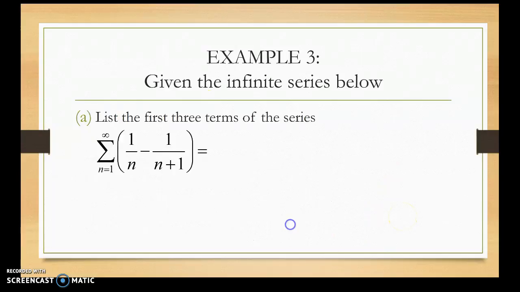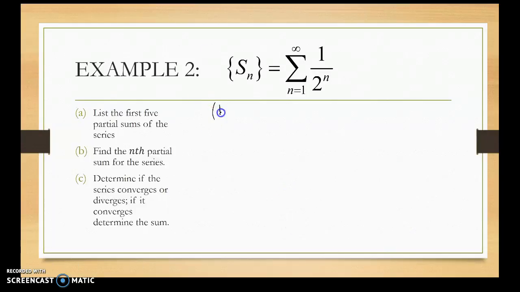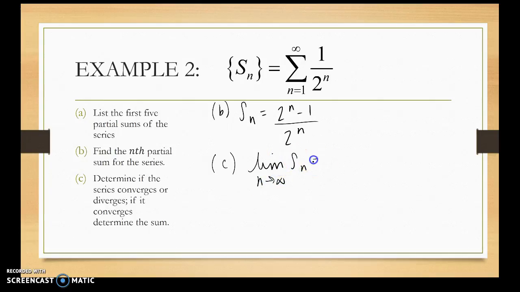All right, so using that answer from part B, sum of n terms, 2 to the n minus 1. Now, to answer C, determine if the series converges or diverges. So now if I find the limit of the series, that's the limit as n approaches infinity of 2 to the n minus 1 all over 2 to the n. We can do a couple things here. You can look at L'Hopital's.